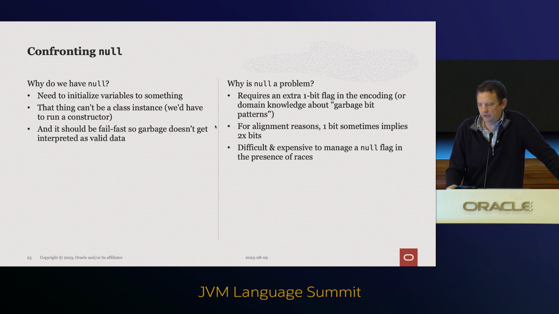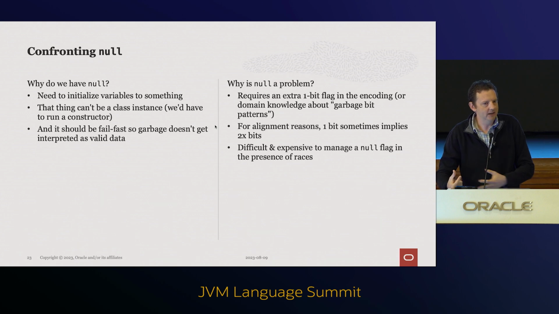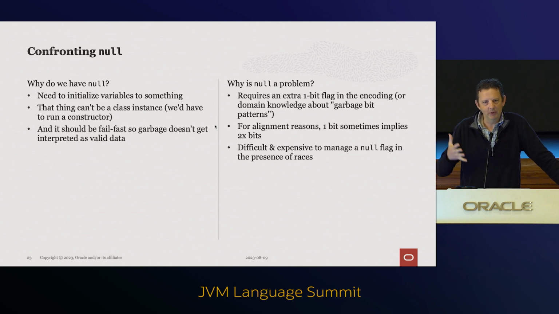Beyond that, it's also difficult to manage a null flag with races. You can get into scenarios where if I have a null flag and one thread sets that flag to true or to null, and another thread's writing data into the same storage location, you end up with some bits that represent null and also represent a pointer off to some object, and that creates all sorts of GC problems.